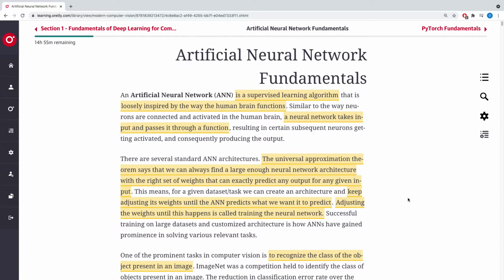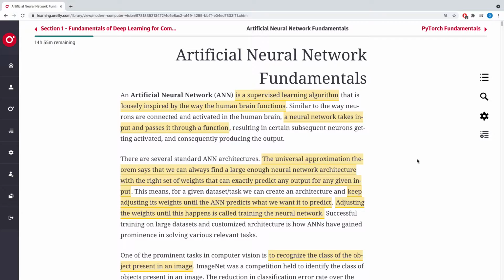So the ANN is a supervised learning algorithm. Now when you talk about the deep neural network, it actually comes from the artificial neural network. When you have more layers, essentially when you have more than one hidden layer in your neural network, then we call it a deep neural network.